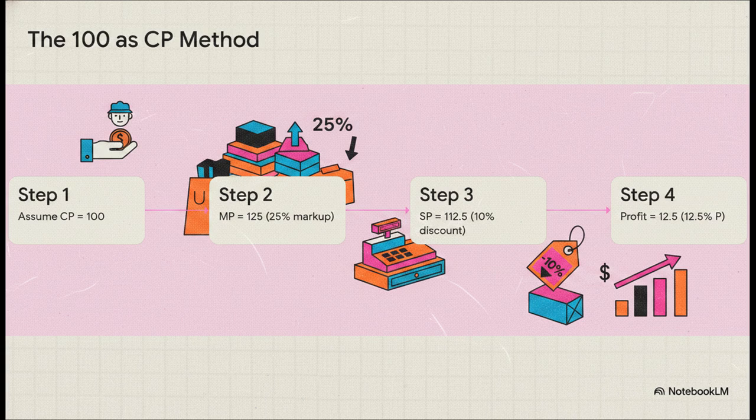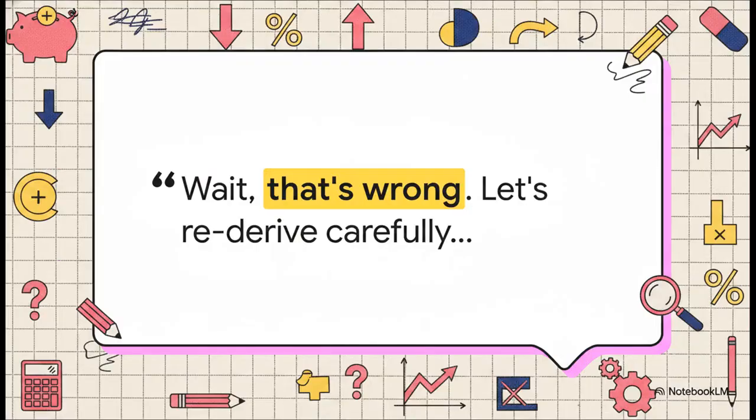Imagine a shopkeeper marks up goods by 25% and then offers a 10% discount. Okay, step 1, assume your CP is 100. Step 2, that 25% markup means your marked price is now 125. Step 3, a 10% discount on that 125 is 12.5, right? So that drops your selling price to 112.5. Step 4, your profit is exactly 12.5. And since we started with a base of 100, that is a clean 12.5% profit. Boom, you're done in 15 seconds. No messy algebra required.